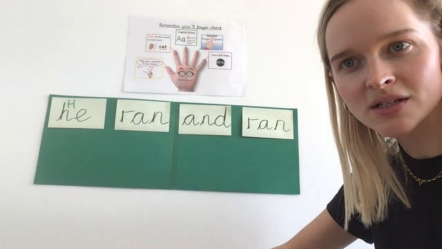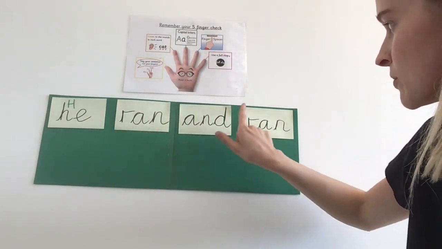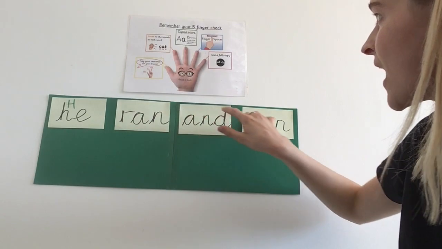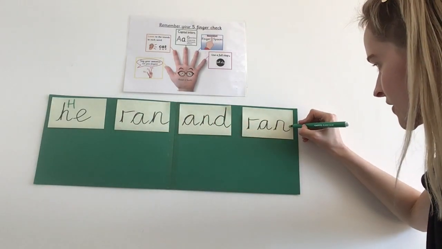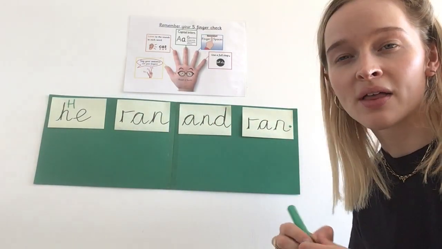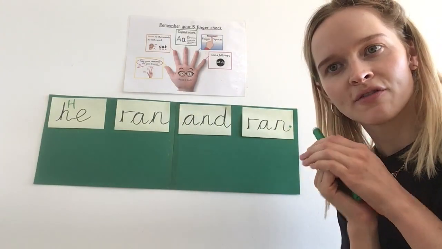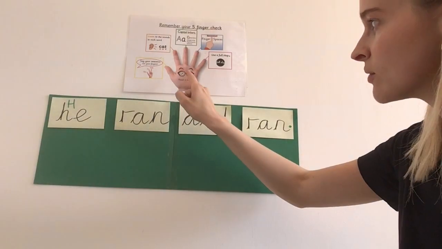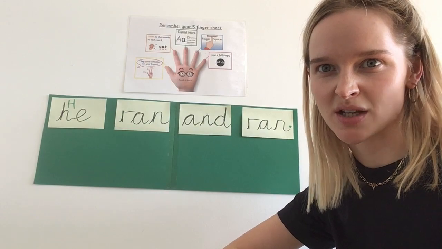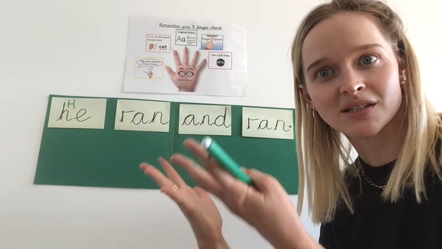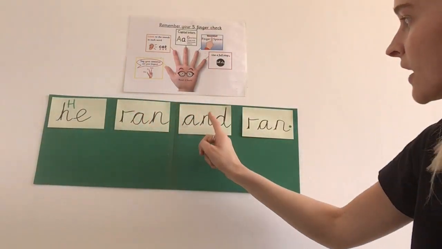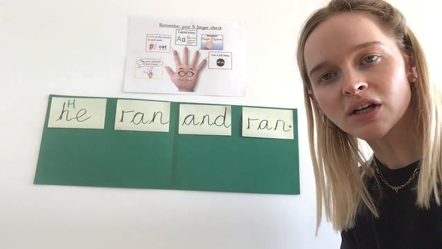Do we have finger spaces? Yes, we've got finger spaces between each of these words. And do we have a full stop? Let's add that in now. And that lets us know that our sentence has finished. And it's really important to read your work back to check it makes sense, because sometimes we forget things and we miss things out. So he ran and ran. I think that's a really good sentence.